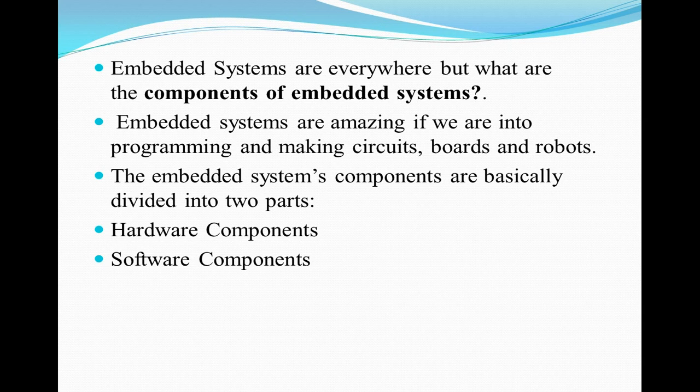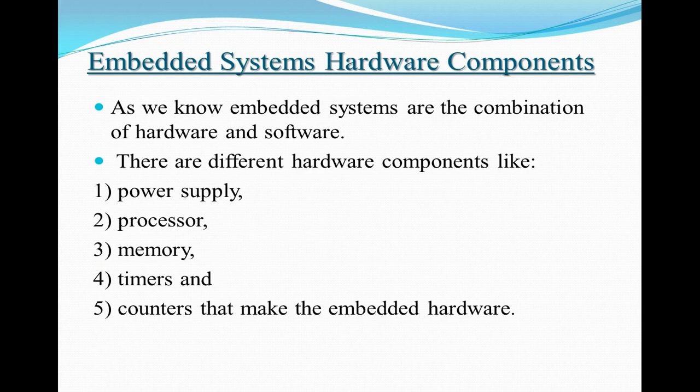The embedded system components are basically divided into two parts. The first one is the hardware components, and the second one is the software components. As we have been seeing, an embedded system is nothing but the combination of hardware as well as software. So it is obvious to know how the designing takes place with the hardware components and what components are required in software.